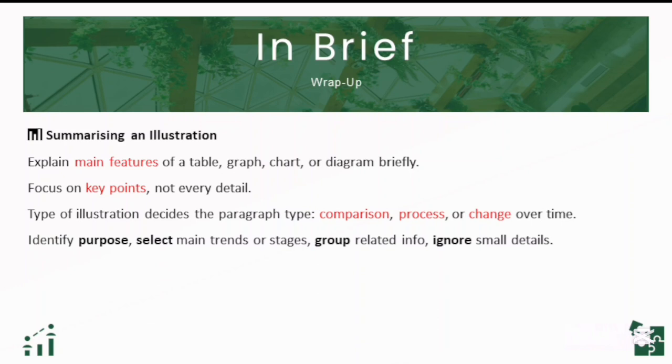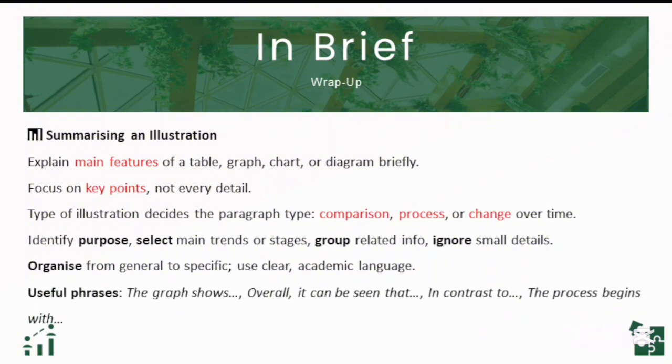Identify the purpose, select main trends or stages, group related information, ignore small details, organize from general to specific, and use clear academic English. These are the steps of writing a summary about an illustration. You can also use some useful phrases in technical English like the graph shows, overall, it can be seen that, in contrast to, the process begins with, the process ends with, and other similar expressions.